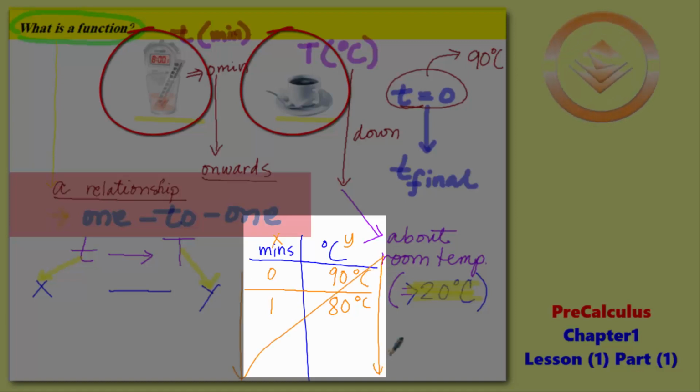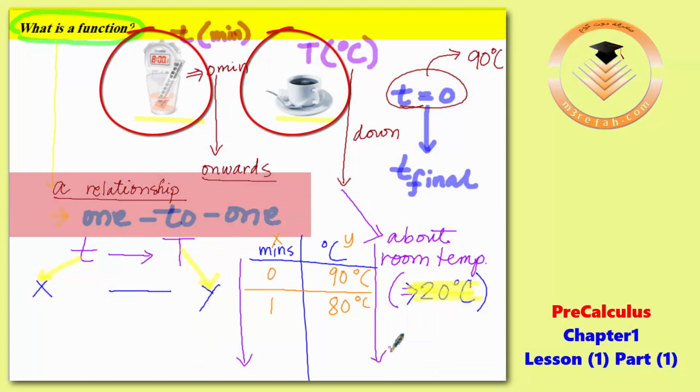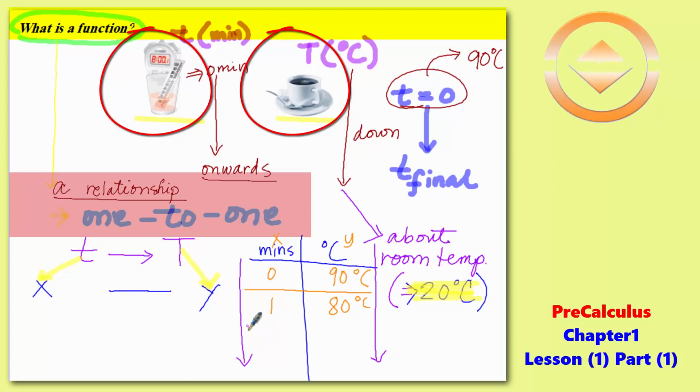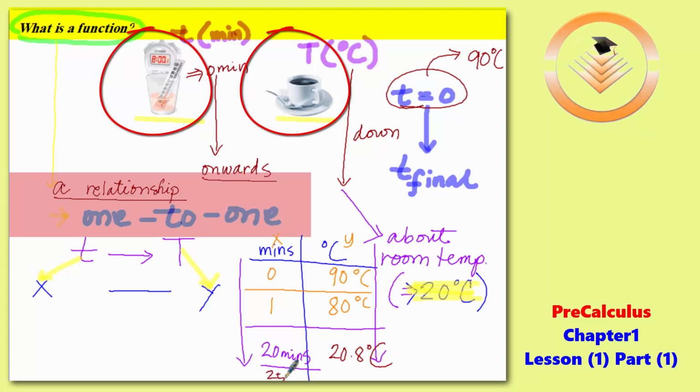And if you are going to strictly observe the patterns, at 1 minute the coffee temperature cools down very rapidly, compared to when it reaches a certain time of, let us say, 20 minutes. Now this is a very long time already, and our coffee temperature might have just reached about 20.8 degrees Celsius. And further than 20 minutes, let's say 25 minutes, it will reach around 20.2 degrees Celsius.